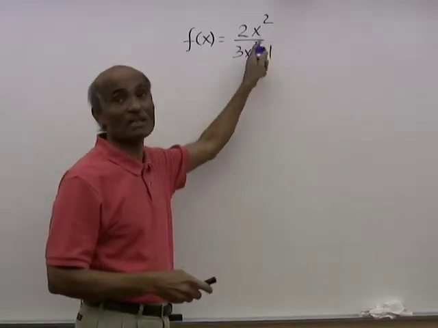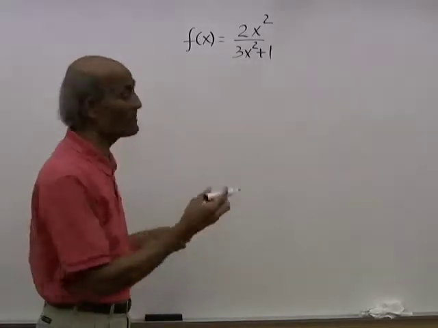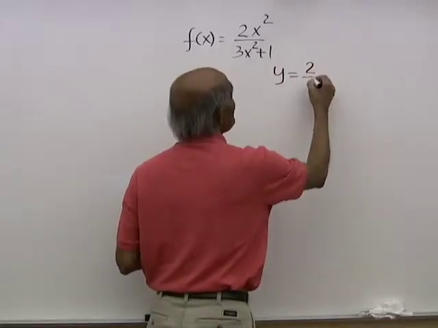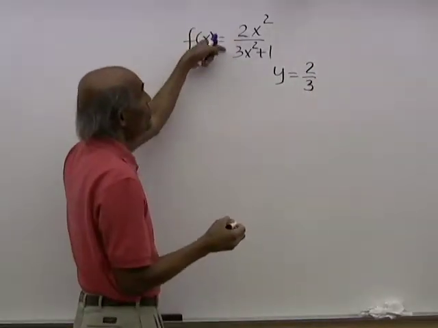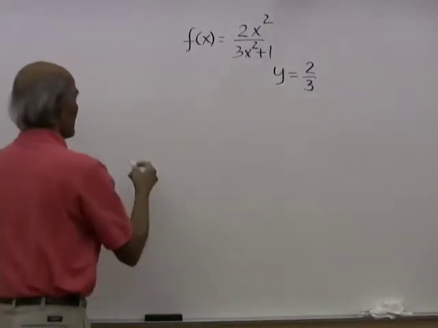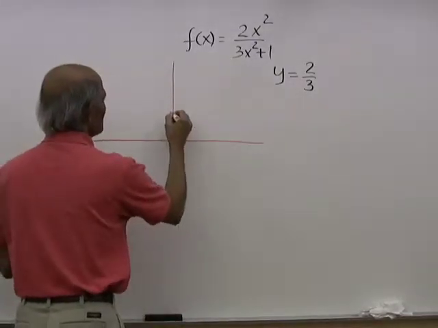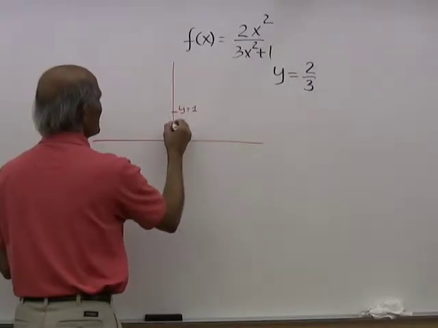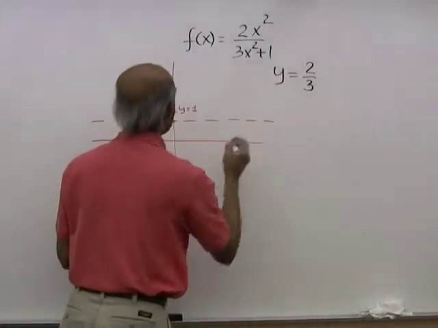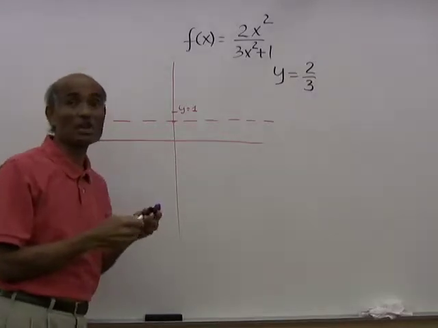What is the horizontal asymptote? The degree of the numerator is equal to the degree of the denominator. Therefore the horizontal asymptote is y equal to 2/3, the ratio of the leading coefficients. So if I want to sketch the graph, let's see whether we can actually sketch the graph of that. Now, if this is y equal to 1, y equal to 2/3 will be about that. That is the horizontal asymptote. There are no vertical asymptotes.